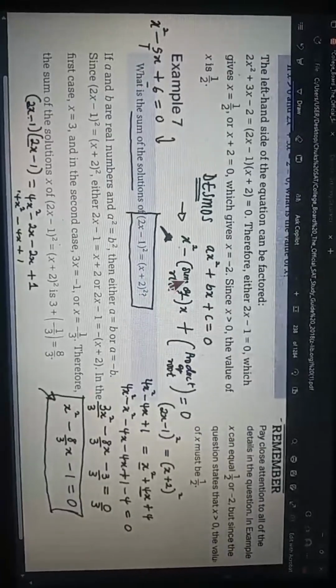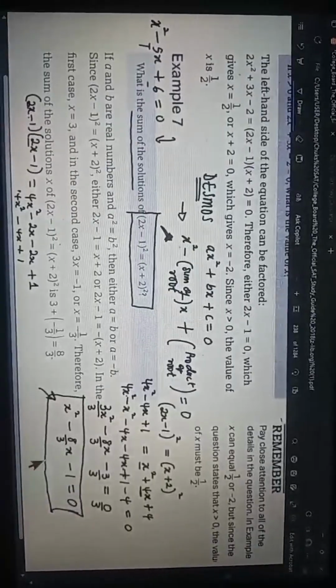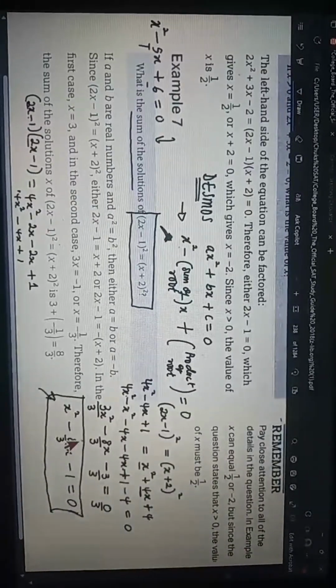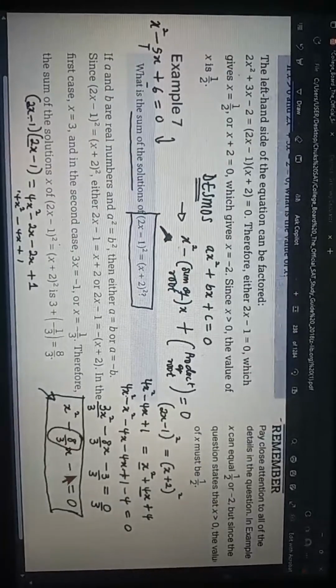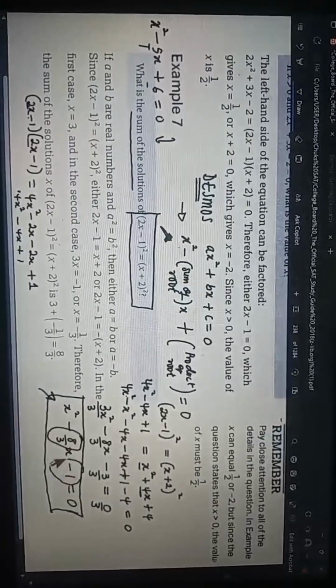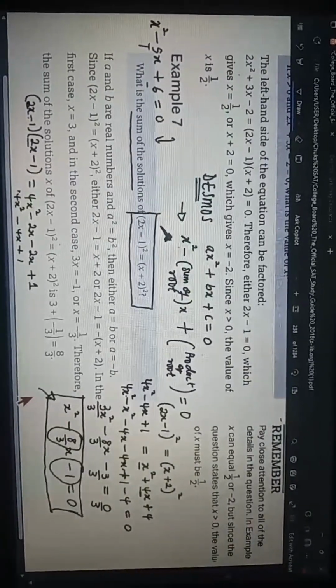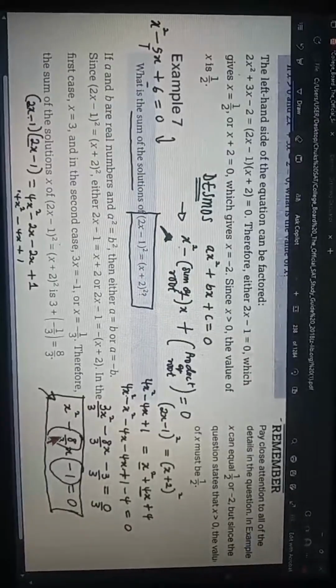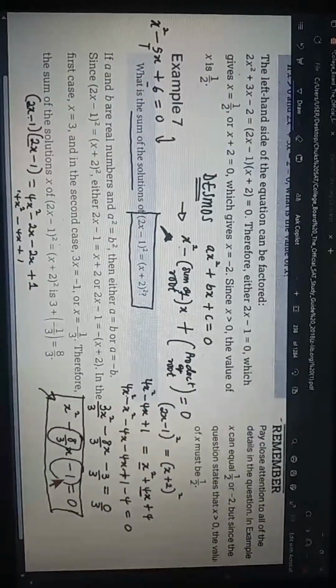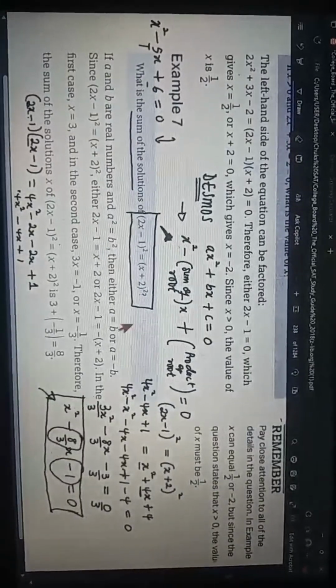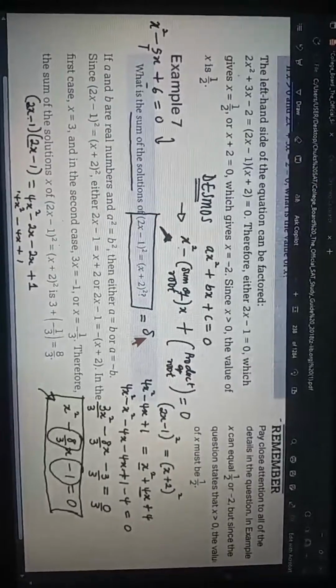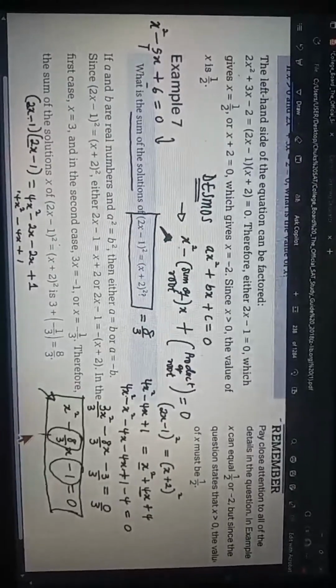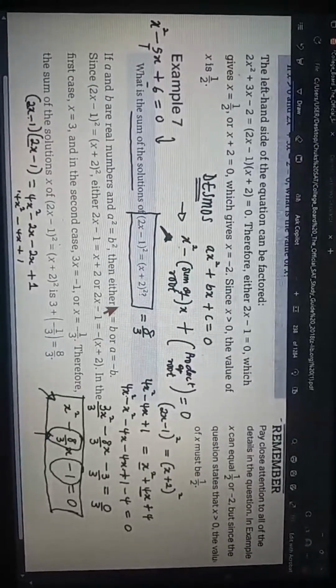So guys, if I compare this equation and this very equation, you can see this term right here will be the sum of the solution, and this term right here will be the product of the solution. So the sum of the solution is going to be 8 over 3, while the product of the solution is going to be minus 1. But for this particular question, our answer will be 8 over 3. That is the sum of the solution or the sum of the root.